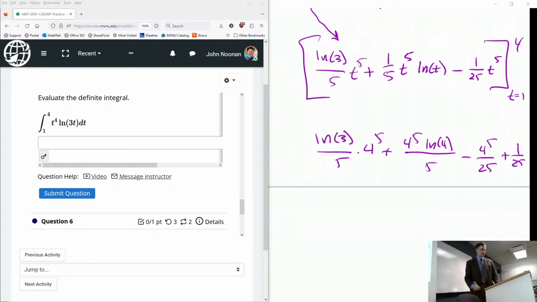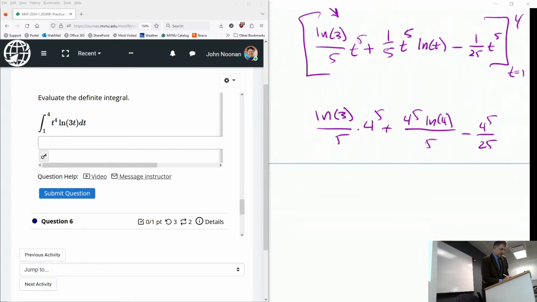There's the lower limit. I know, I just did it all in my head, but you could do it in your head too. When t equals 1, oh, no, I didn't do the lower limit correctly. Darn. I was so excited about it, I messed up. Get rid of this. I'll write it out. Okay, so then this is going to be minus natural log of 3 over 5 plus 0 minus 1 over 25. There we go.